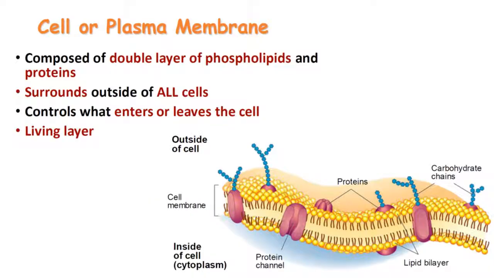The second organelle is plasma membrane. Plasma membrane is composed of a double layer of phospholipids and proteins. This surrounds the outside of all cells and controls what enters or leaves the cell.